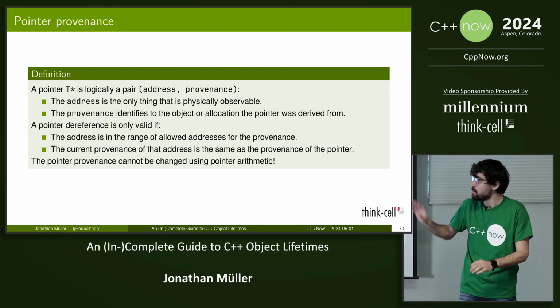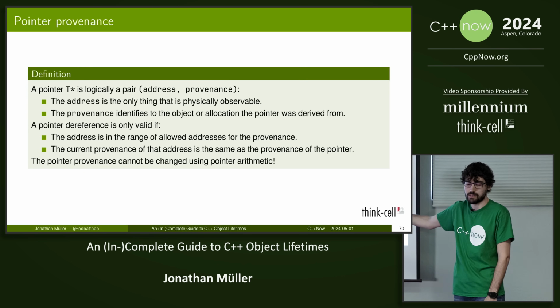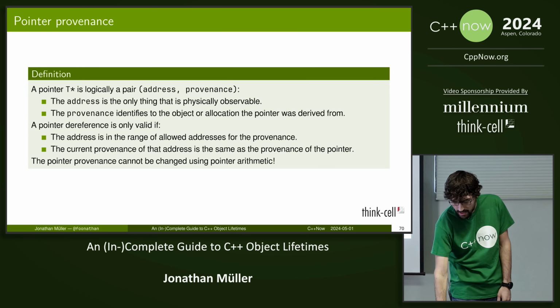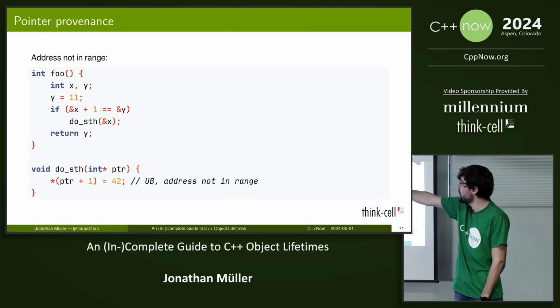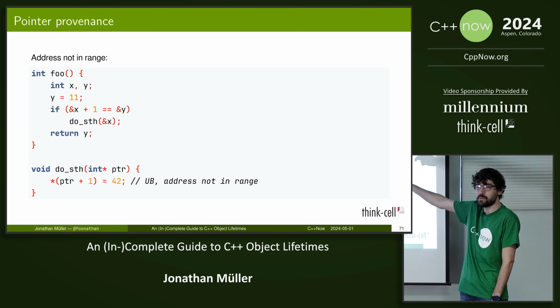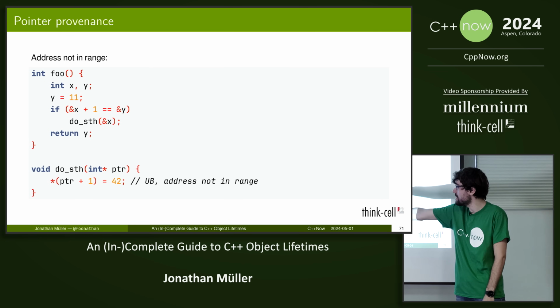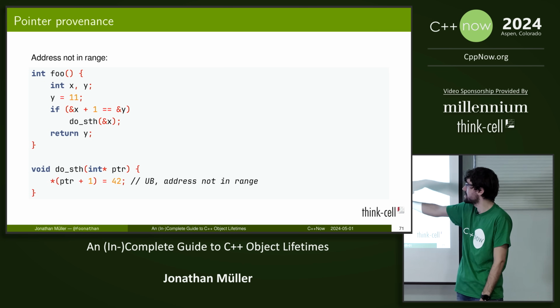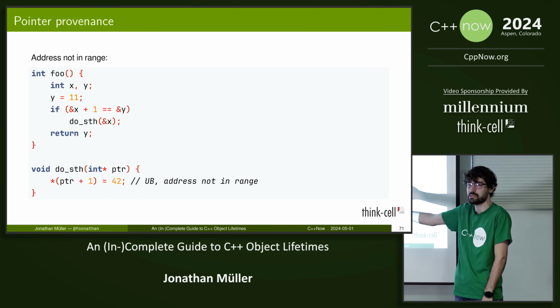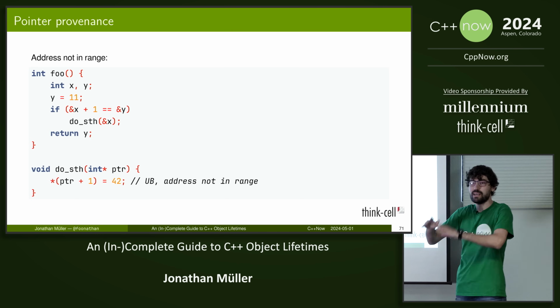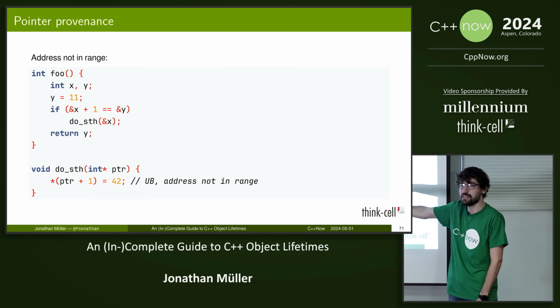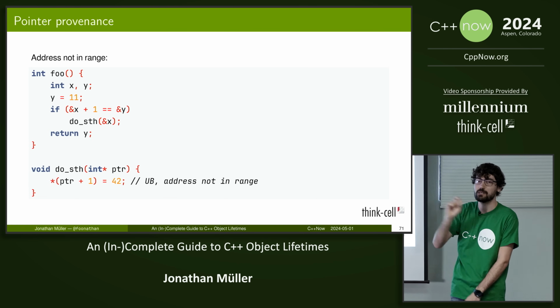And crucially, pointer arithmetic does not change provenance. So here, even though the address of x plus 1 and y might have the same address, they have different provenances. And this is UB because the provenance of x does not allow this dereference. Even though it's the same address as an object we're allowed to touch, this is still undefined behavior because the provenance doesn't match.